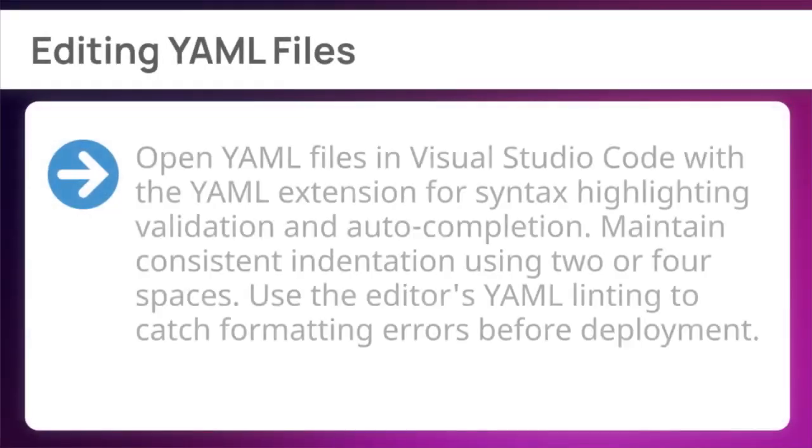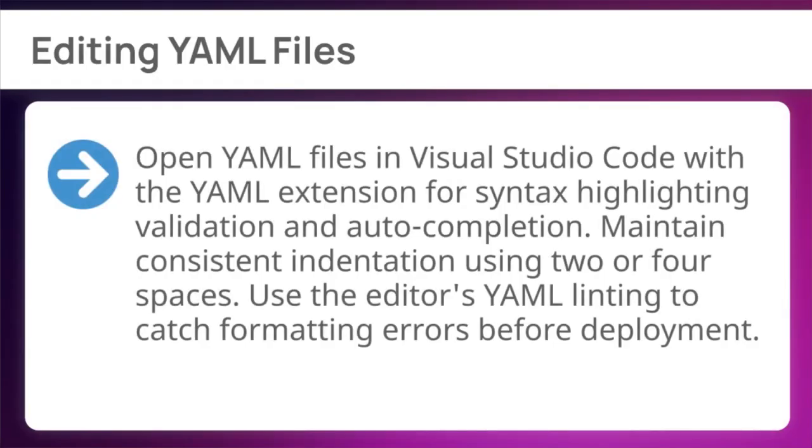First, editing YAML files. Open YAML files in Visual Studio Code with the YAML extension for syntax highlighting, validation, and auto-completion. Maintain consistent indentation using 2 or 4 spaces. Use the editor's YAML linting to catch formatting errors before deployment.